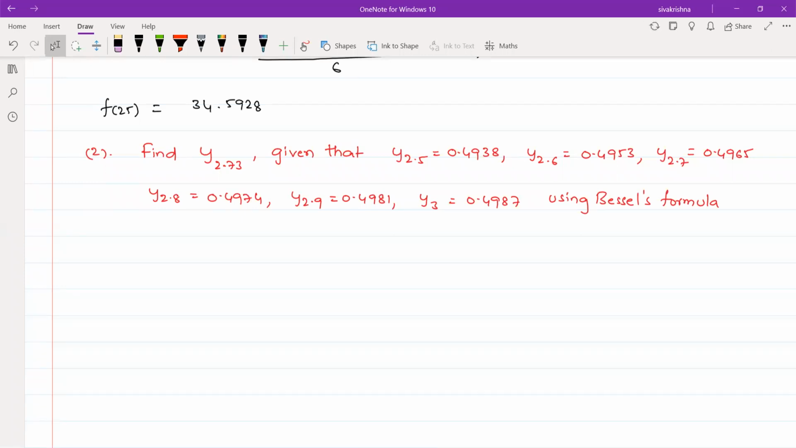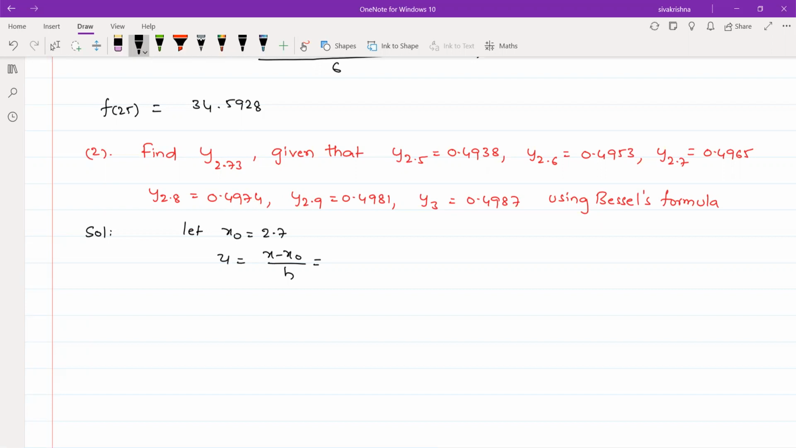Once again, coming to the solution, we have to choose x naught first. So let x naught be equal to, since 2.73 lies between 2.7 and 2.8, I am choosing 2.7 as x naught. You can choose any of the values as x naught, but here I am choosing 2.7 as x naught. Next we have to find the value of u. So u is equal to x minus x naught by h. This is the formula we have to use to find the value of u.